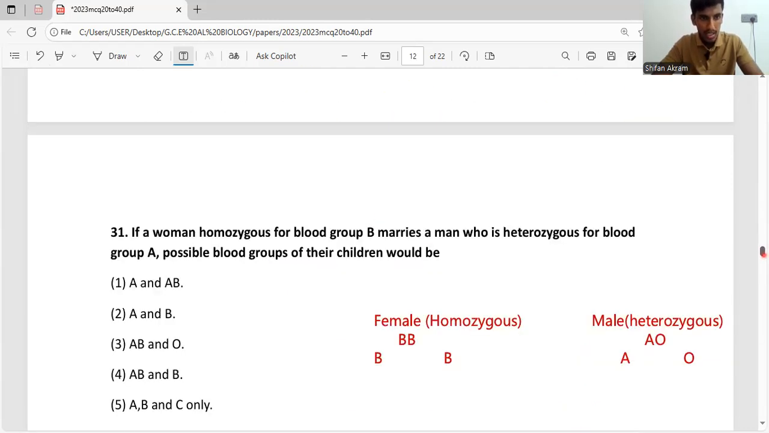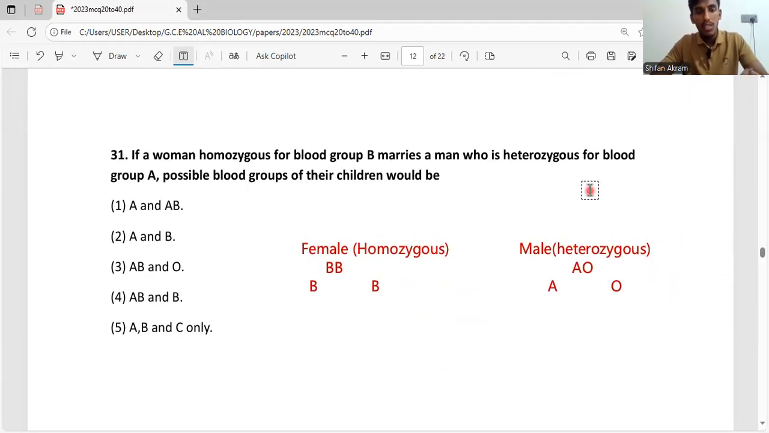And let's go through question 31. Now, again a similar question. If a woman homozygous for blood group B marries a man who is heterozygous for blood group A, possible blood groups of their children would be. Now, the female has B blood group but homozygous. The male has A blood group but heterozygous. Why? Because they have an A allele and an O allele. Now, this O allele is always recessive, right?